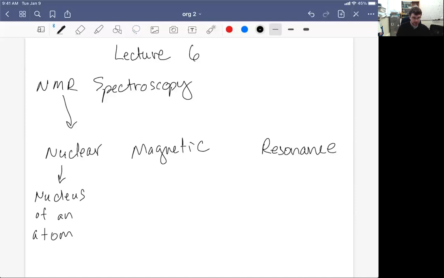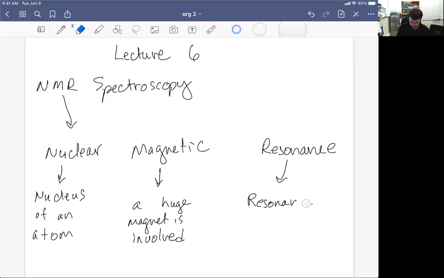Now magnetic refers to, just if I'm a little bit colloquial here, a huge magnet's involved. And then resonance refers to the absorption event. That is resonance, or maybe resonant, excuse me. Resonant absorption is involved. Okay, so those are the letters.